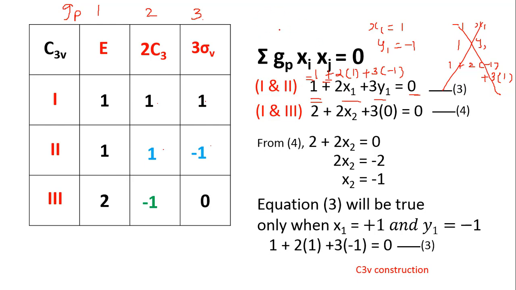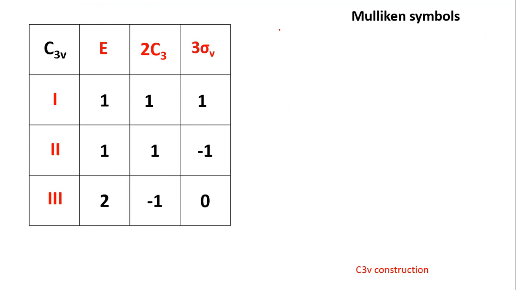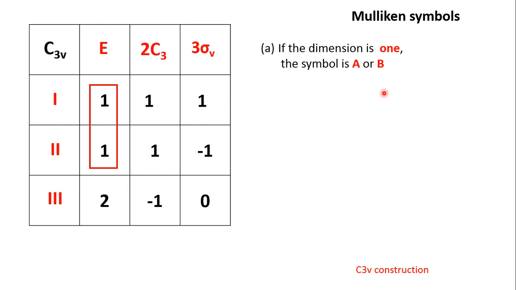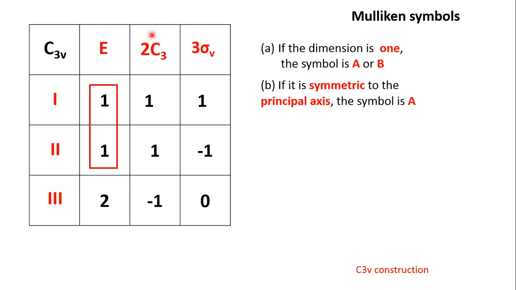We come to the names of the irreducible representation. First we should look at the dimensions, whether it is 1, 2 or 3. If the dimension is 1, it is A or B. Now we have to look at the symmetry with respect to the principal axis. The principal axis in this case is C3. If it is symmetric to the principal axis, the symbol is A. Now what you find is that 1, 1 positive quantities, so symmetric, so the symbol is written as A.